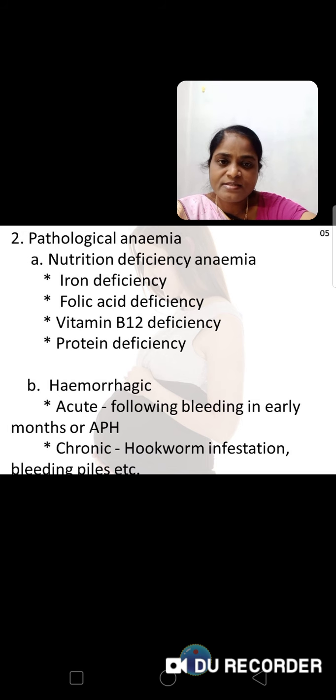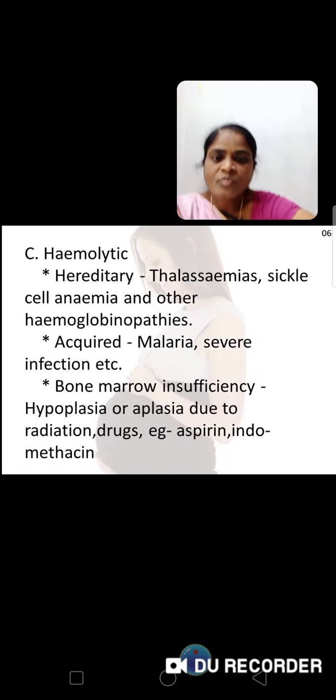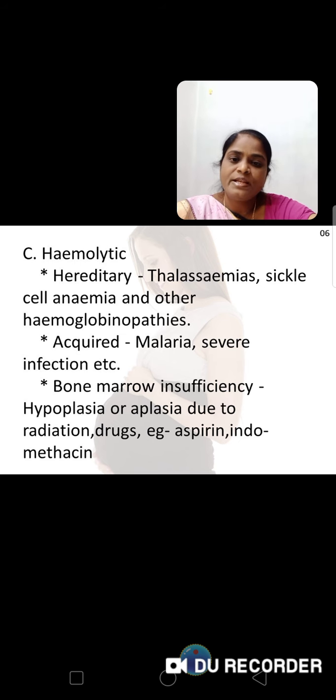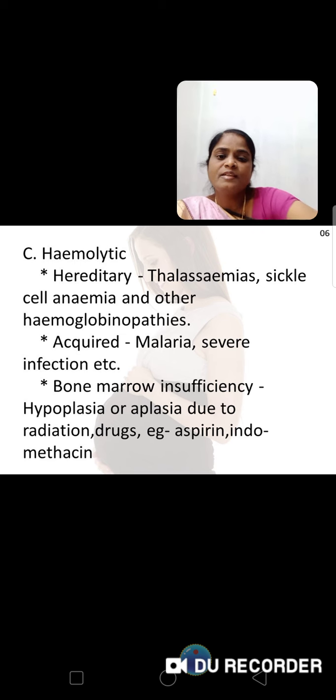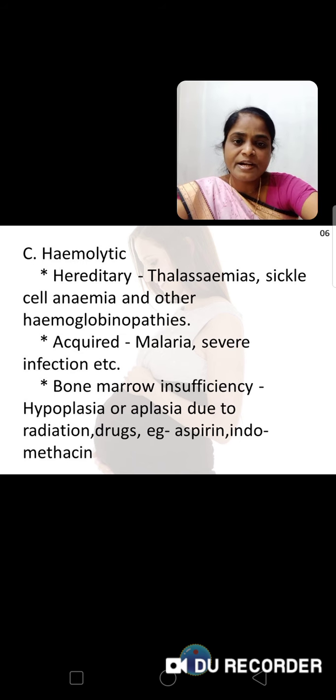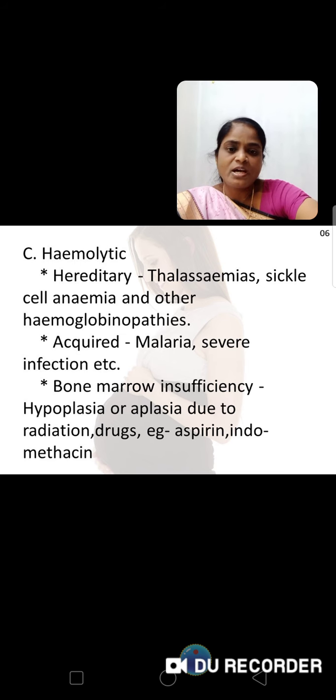If there is any history of daily loss of blood, then automatically the mother may get pathological anemia in pregnancy. Next, hemolytic anemia. This hemolytic anemia is hereditary, familial: thalassemia, sickle cell anemia, and other hemoglobin diseases. So with these genes, the mother may already be a carrier of thalassemia or sickle cell anemia.